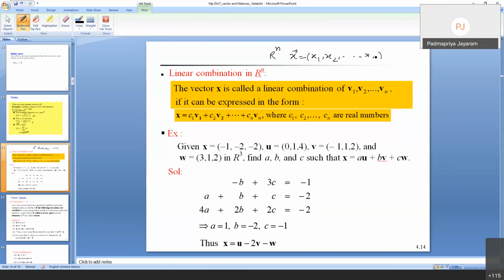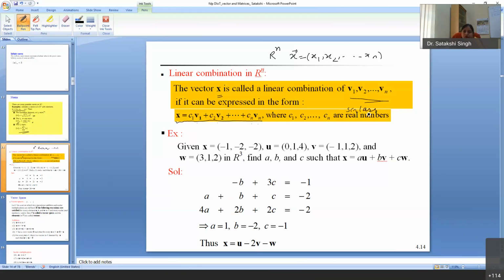Okay. So let us look at what a linear combination of vectors is. Let us say we have some vector x. This vector x is called a linear combination of some other vectors v1, v2 up to vn if we are able to express x as a combination of these vectors in this way. That means we can write x as c1 into v1 plus c2 into v2 plus up to cn into vn, where these c1, c2, cn are nothing but scalars or real numbers.